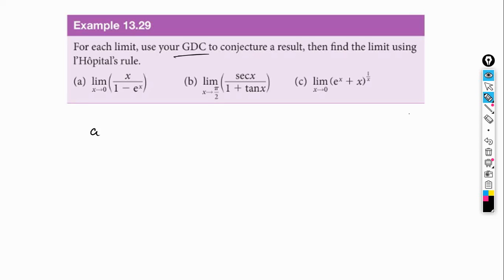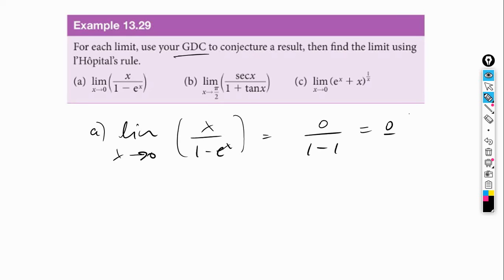So for A, we have the limit as x approaches 0 of x over 1 minus e to the x. Notice that if you plug in 0 there, you're going to get 0 over 1 minus 1, which again is 0 over 0. So let's do the derivative of the inside, because now we can apply L'Hopital's rule. So this is going to be 1 over minus e to the x. Find the limit of that as x approaches 0, and we're going to get 1 over minus 1, which is negative 1.